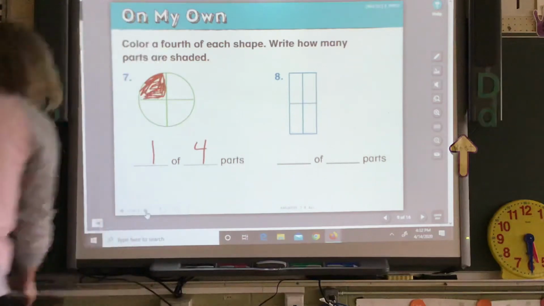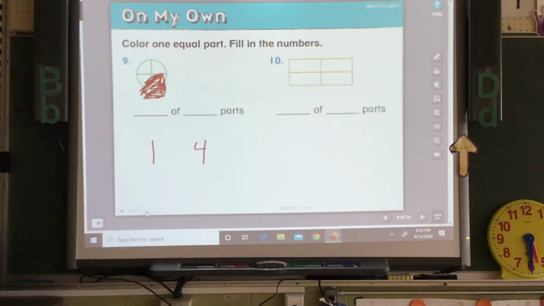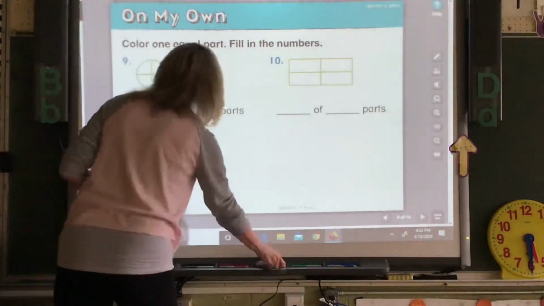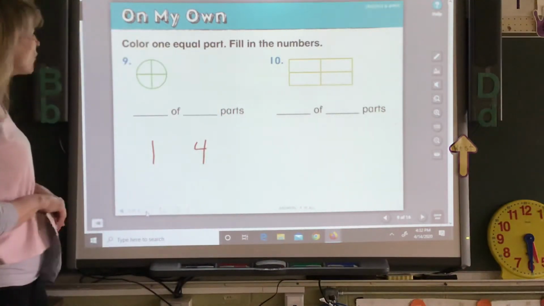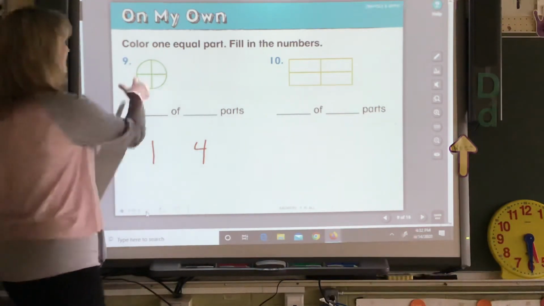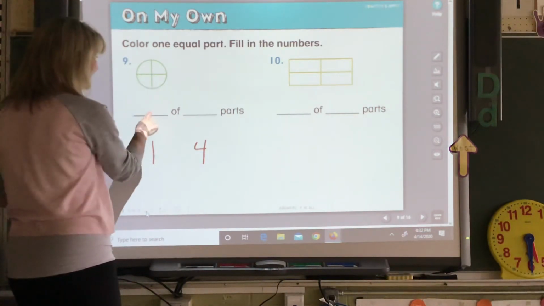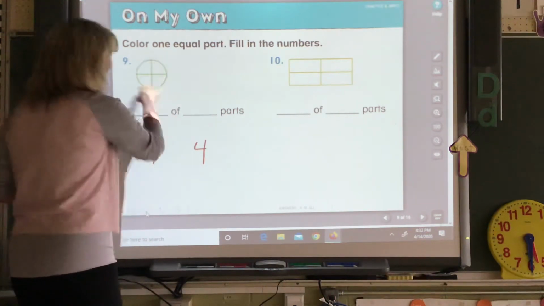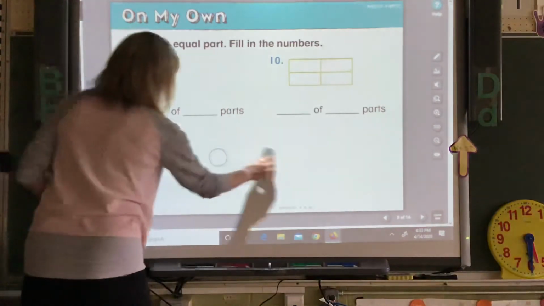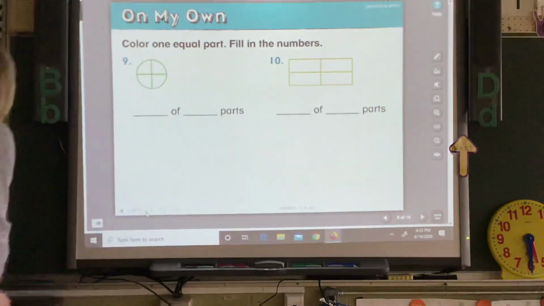Okay? And then the last part says color 1 equal part, fill in the numbers. Same thing. You're going to color one part. You're going to write how many parts you colored of how many parts altogether. Okay, flip it to the back.